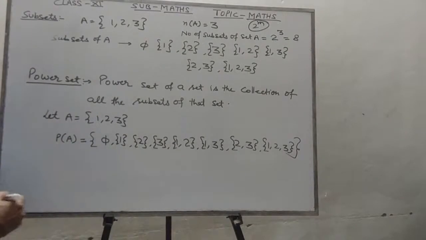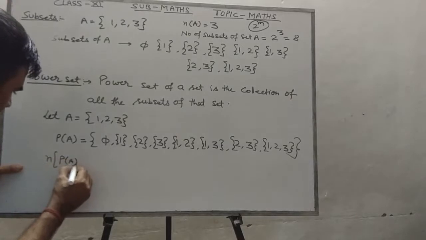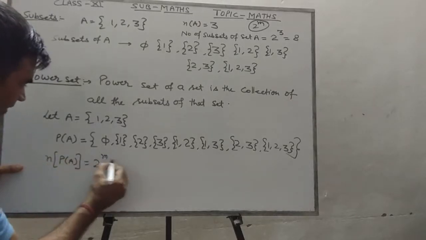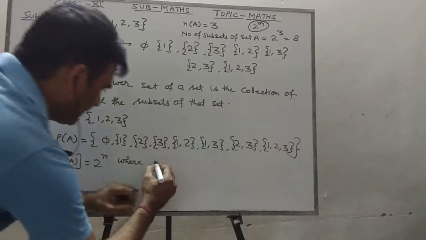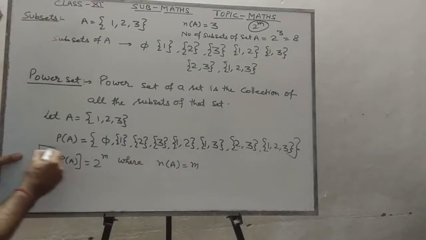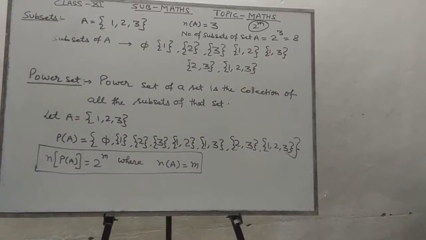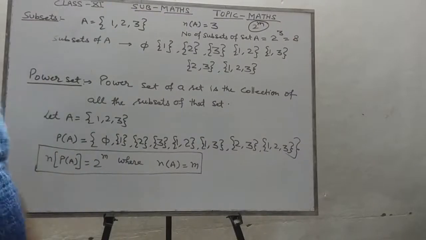So here we will write that the number of elements in any power set is equal to 2 raised to the power n, where n is the number of elements in the set. This will give us the total number of subsets. Okay, so this is the power set. Let's take an example, with the help of which we will understand the difference between belongs to and subset.